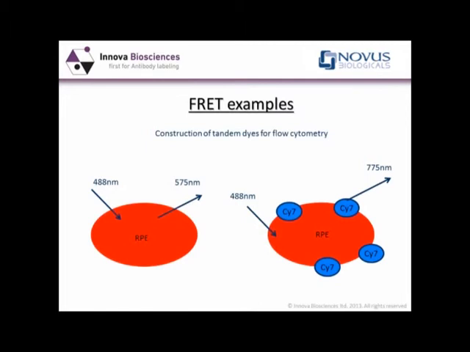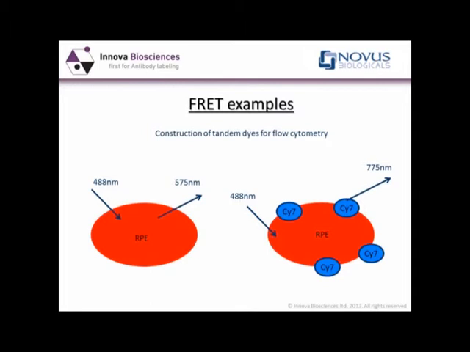In a particular example of FRET, tandem dyes can be constructed for use in flow cytometry. Now, for many people, when they use tandem dyes in flow cytometry, they're probably not thinking of a FRET reaction at all. Many monoclonal and polyclonal antibody manufacturers will conjugate their antibodies to tandem dyes such as RPE-Cy5 and RPE-Cy7. And these work on the basis of FRET.